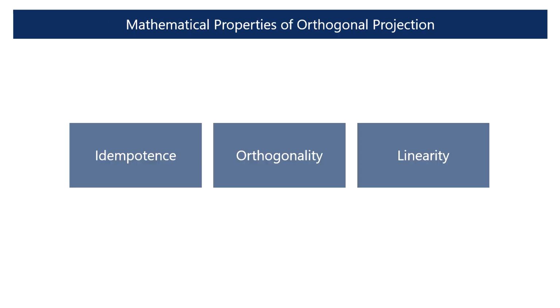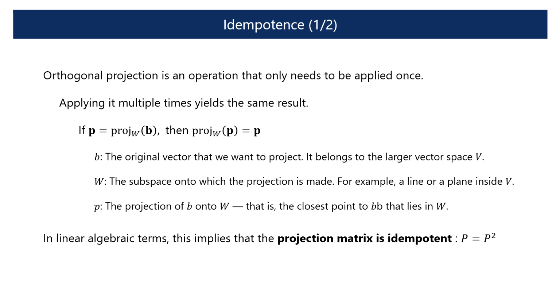Next, we will explain three fundamental properties of orthogonal projection: idempotence, orthogonality, and linearity. These properties play a central role in various applications of linear algebra, especially in regression analysis and principal component analysis. First, let me explain idempotence. Orthogonal projection is an operation that only needs to be applied once. Applying it multiple times yields the same result.